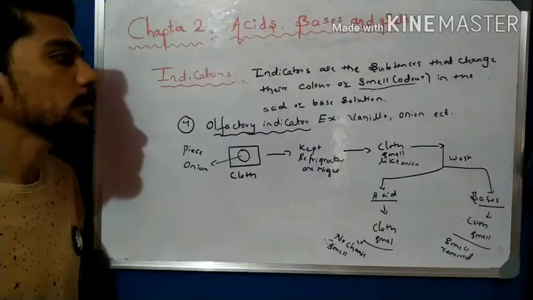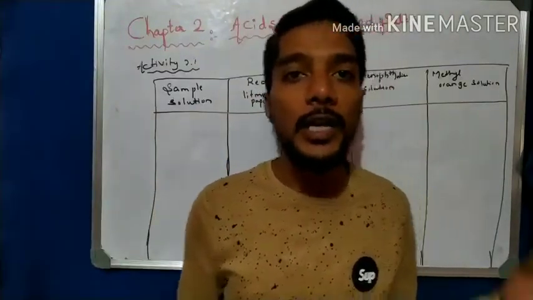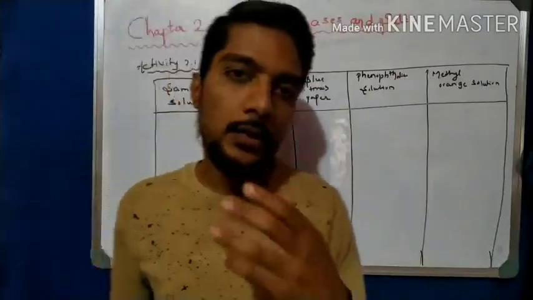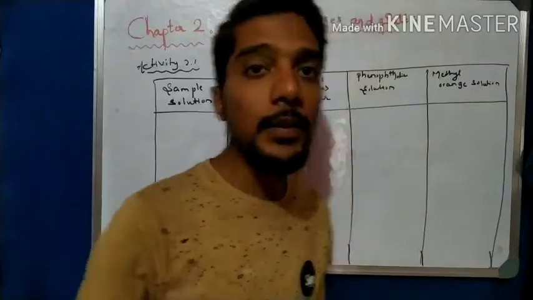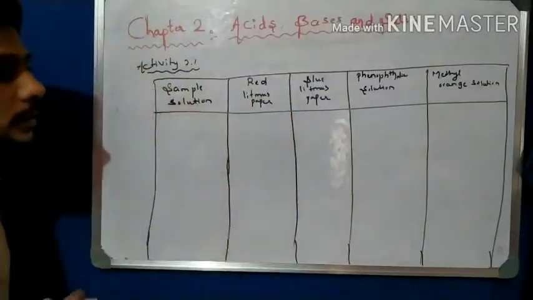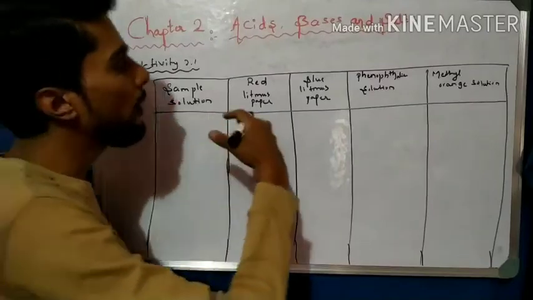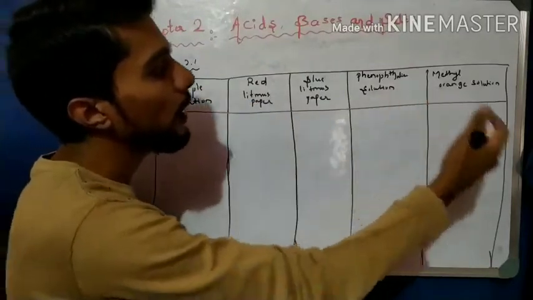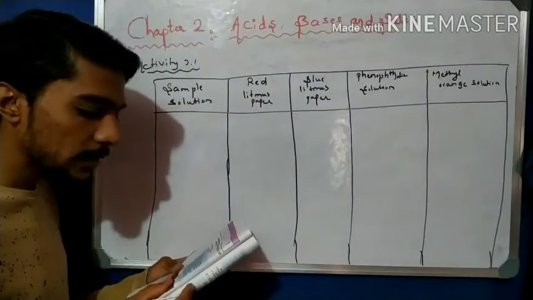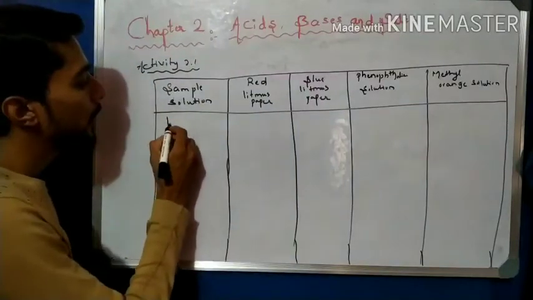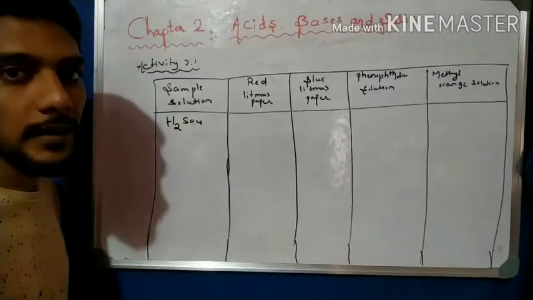Write this down. Now come to another very important part, activity 2.1, which is also important for examination. I take some samples of acids and bases and try each with red litmus, blue litmus, phenolphthalein and methyl orange. Okay, we take the table. First I take the substance sulfuric acid.